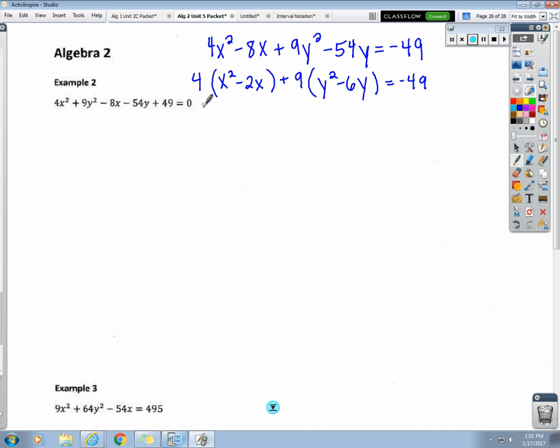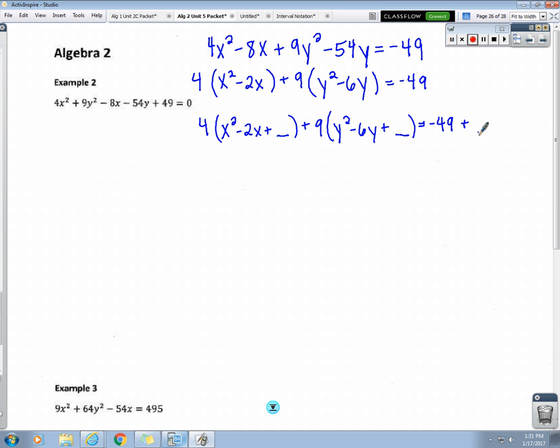Now that we've factored that out, now we're ready to add in the blanks for each of the trinomials. So x squared minus 2x plus blank. And then we're ready to add it in over there. Remember to continue bringing down your factored out number. Y squared minus 6y plus blank equals negative 49. And then 2 blanks over there.